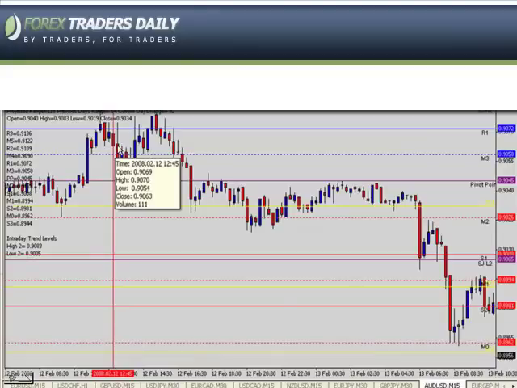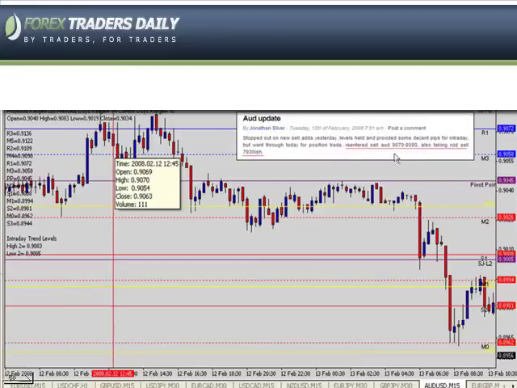This red vertical line denotes the candle that we made the recommendation on. This is the Australian US dollar. And as you can see, the recommendation was to sell at the 90.70 to 90.90 area.